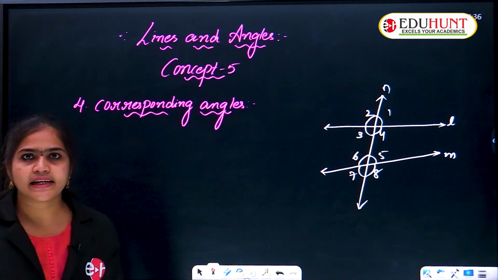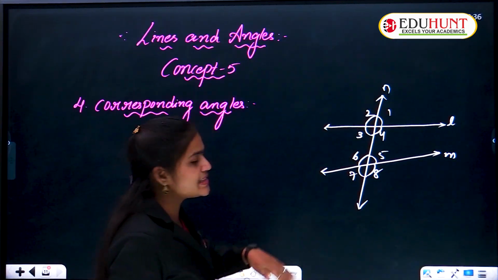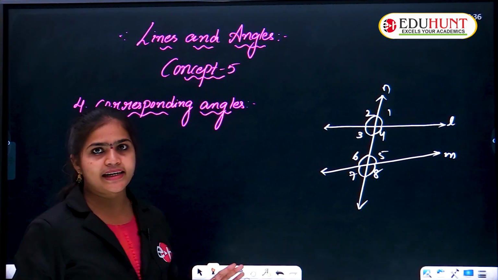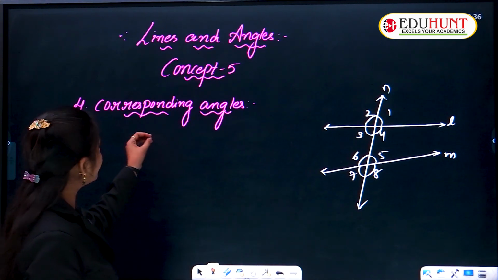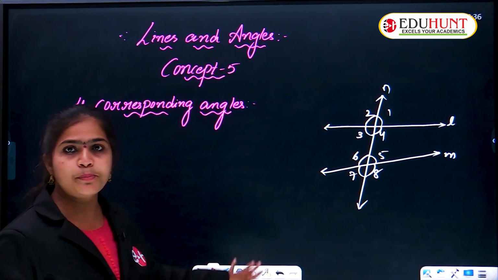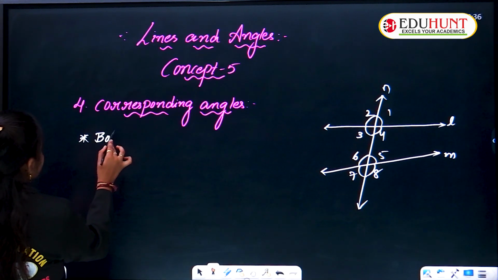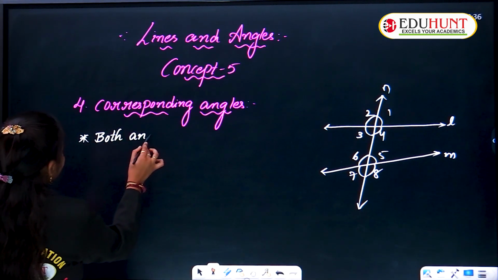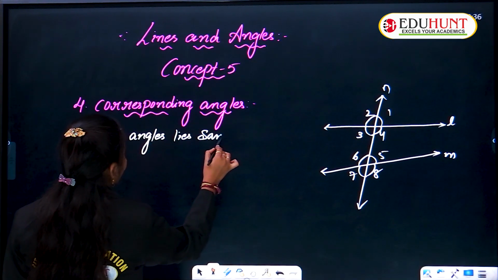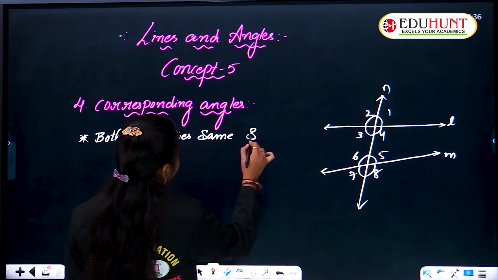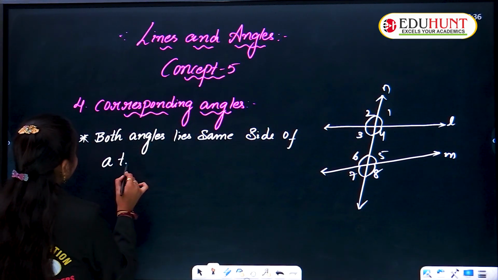Here we can observe 8 angles, no ma? Now see, children, here L and M are two lines and N is a transversal, and we can observe 8 angles. We already learnt about alternate interior angles. Now what about corresponding angles? First see the properties. Both angles lie on the same side of a transversal.